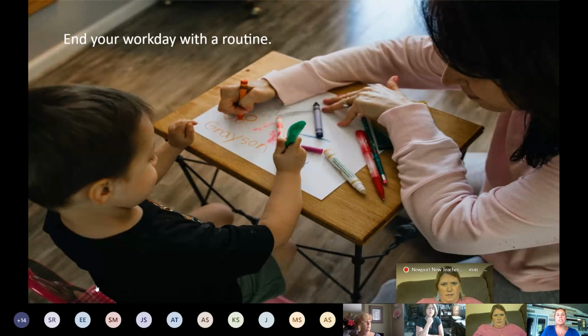And then, of course, when we talk about routines, routines are important for kids. They're important for us too. Think about how you start your day and how you end your day. And if you're a parent, think about that for your own kids too, because a lot of this is going to apply to them also. That's the one thing with the virtual environment: your workday can blend very easily into your at-home life.